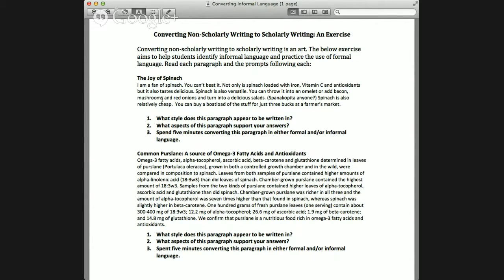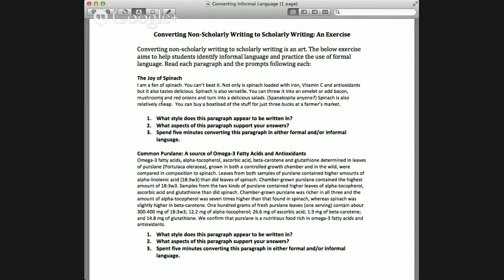So it reads, the joy of spinach. I am a fan of spinach. You can't beat it. Not only is spinach loaded with iron, vitamin C, and antioxidants, but it also tastes delicious. Spinach is also versatile. You can throw it into an omelet or add bacon, mushroom, and red onions and turn it into a delicious salad. Spanakopita, anyone? Spinach is also relatively cheap. You can buy a boatload of this stuff for just $3 at a farmer's market. All right.